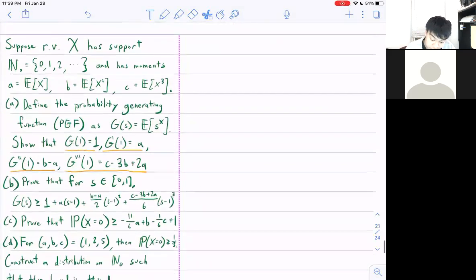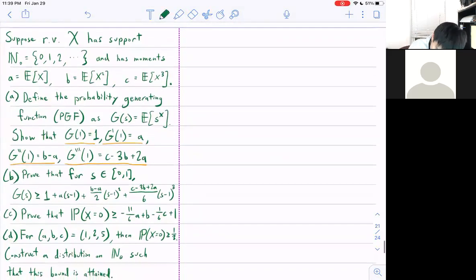All right, so let's begin this problem right here. For the first problem, if you aren't familiar with probability generating functions, we can try to write out the first few terms of this expression right here. So this G(s) equals the expected value of s to the X power.